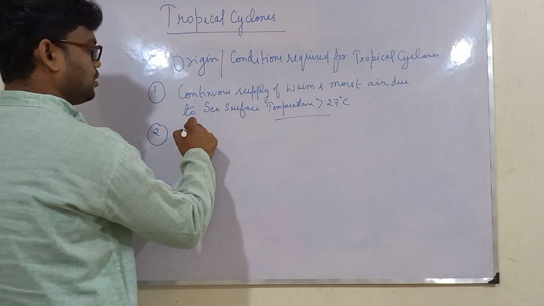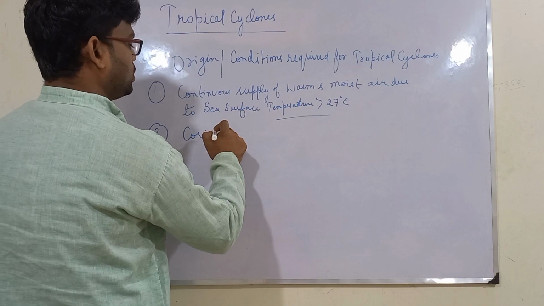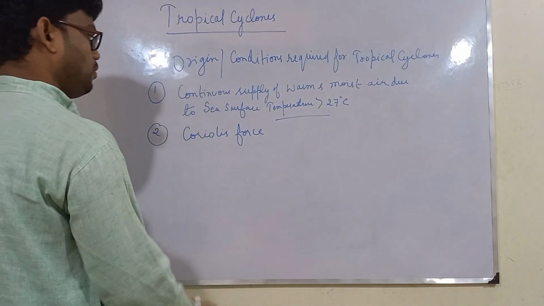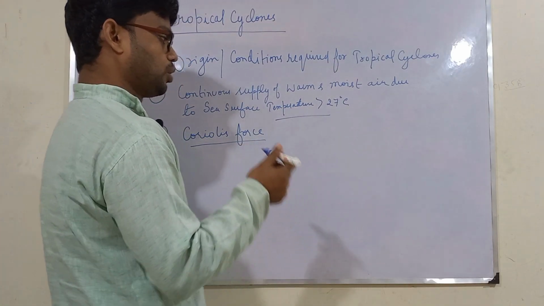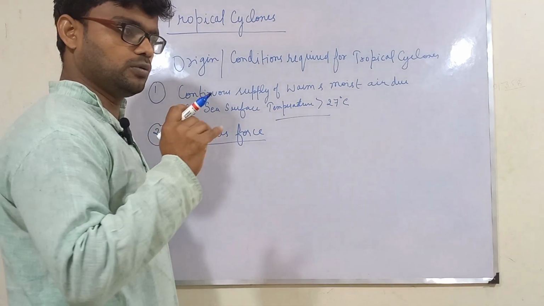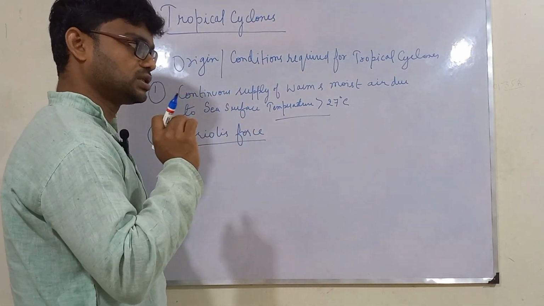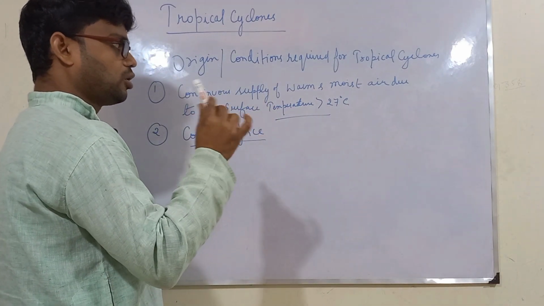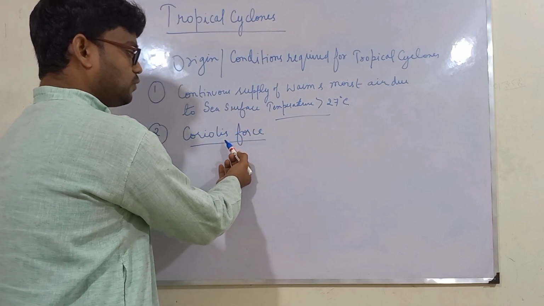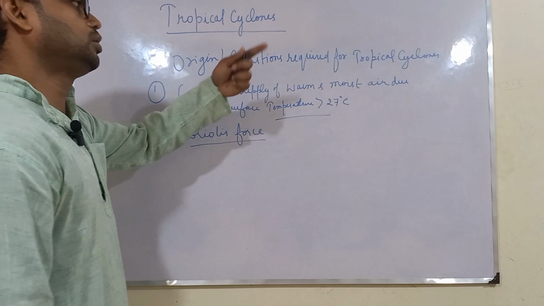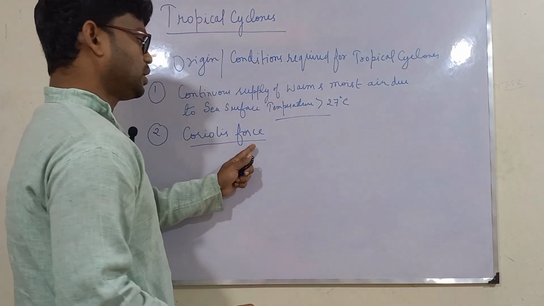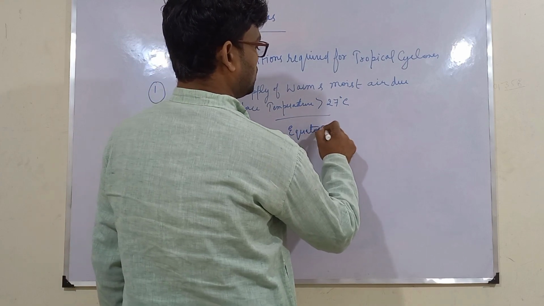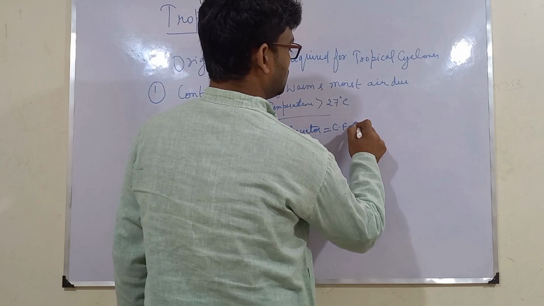Second is presence of Coriolis force. Now we know that Coriolis force is required in order to provide a rotating column to a straight moving wind. So we know that cyclones are what? Cyclones are rotating columns of air. So Coriolis force is the second main requirement for tropical cyclones. Now we know that this Coriolis force is zero at the equator.